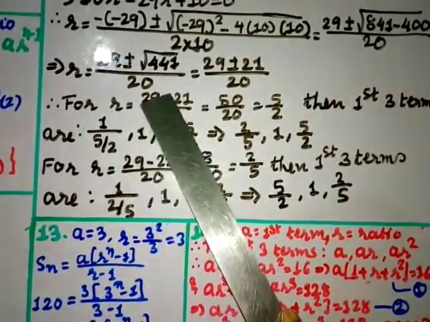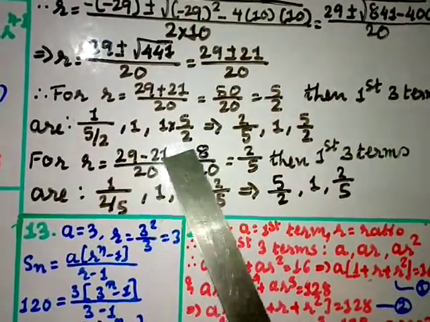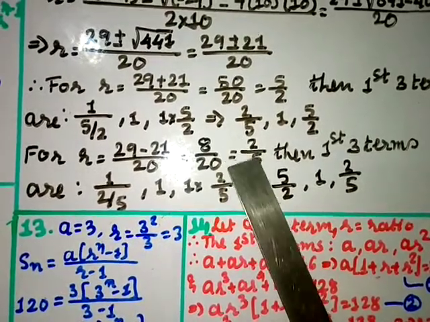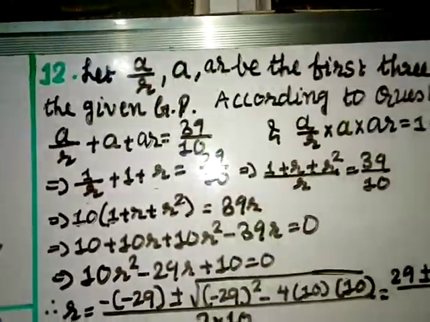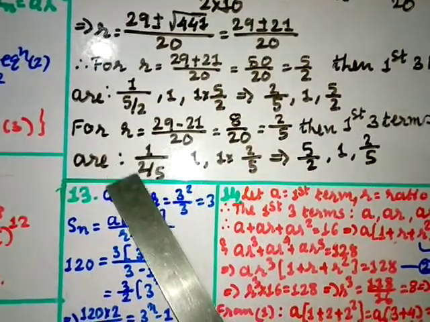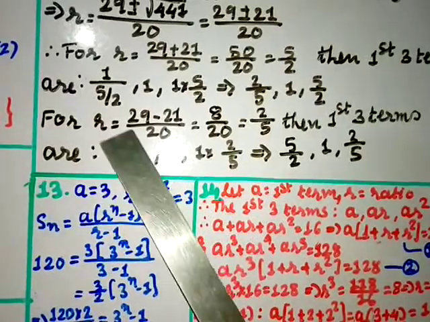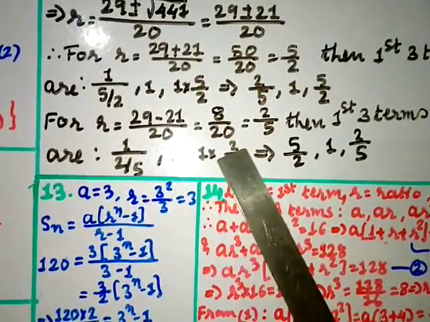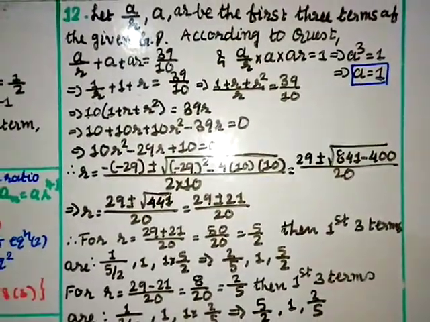Now let us take the minus here. So r equal to 29 minus 21 divided by 20. This gives you 8 by 20. If you cancel it, you get 2 by 5. Then the first 3 terms will be as follows. In this, I am placing the value of a as 1 and r as 2 by 5. So 1, 1 into 2 by 5, and 1 into 2 by 5 squared. So it gives you 5 by 2, then this 1 as it is, and this one is 1 into this, so it will give you 2 by 5. So this is the solution for question number 12.